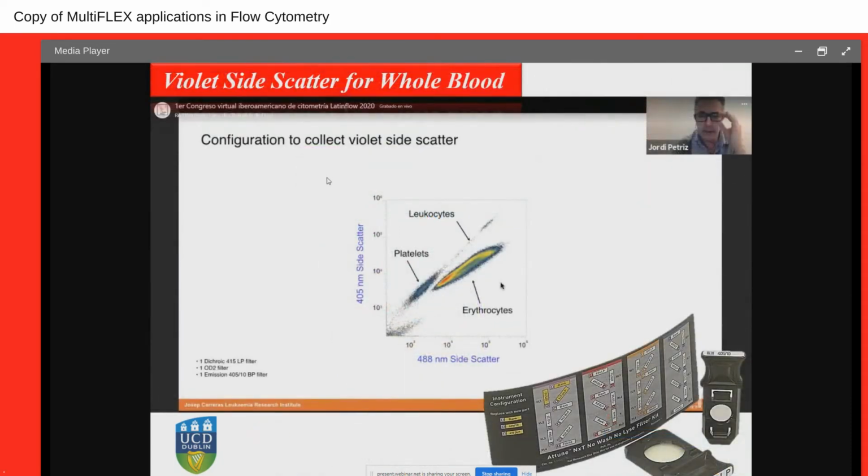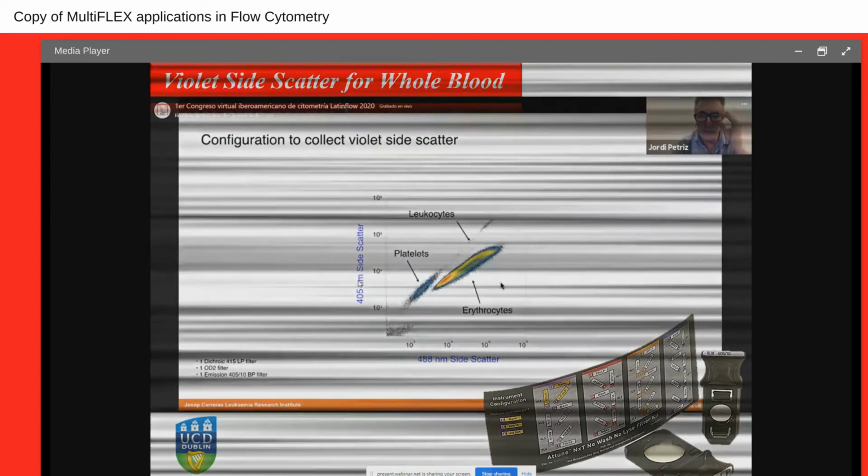Is this new? No, it is not new. We have this violet configuration, or the usage of violet side scatter, in instruments like the Attune NXT. They use it in this case to recognize the erythrocytes and exclude them from platelets and leukocytes in the no wash, no lyse system. You can see here the erythrocytes, and here the platelets and leukocytes. These have a different way of scattering the light, more into the blue laser than on the 405 laser side scatter.